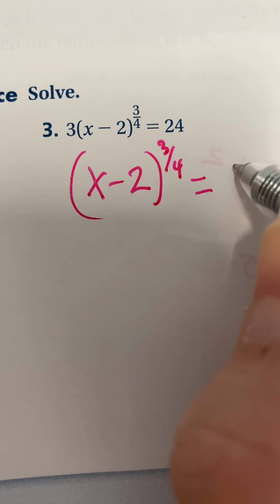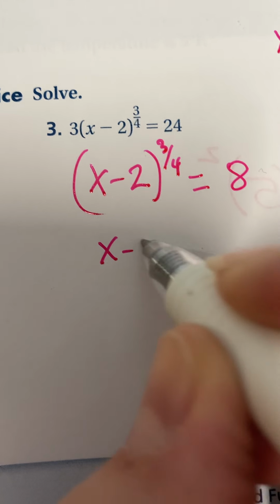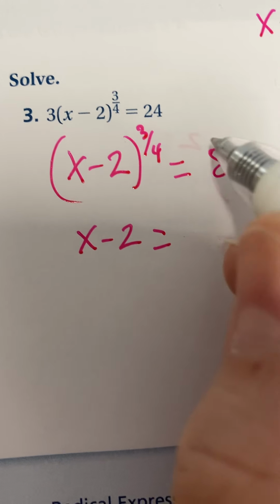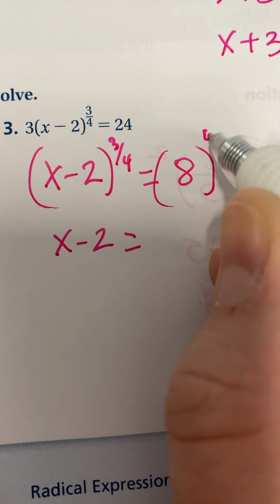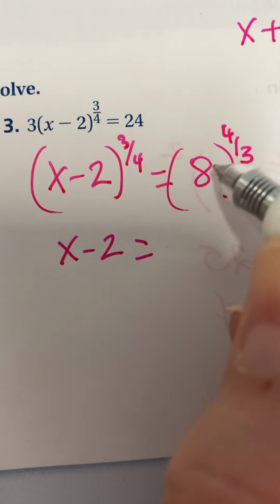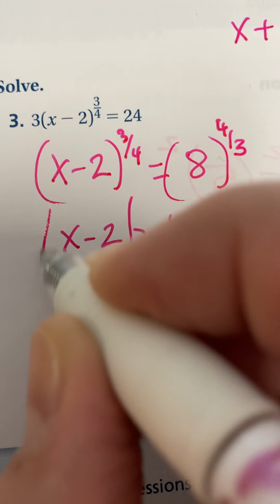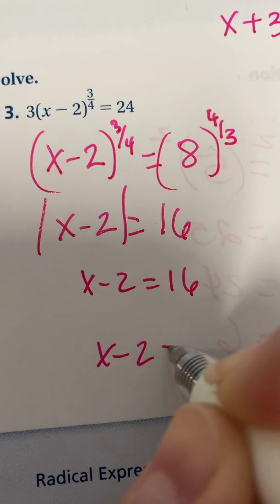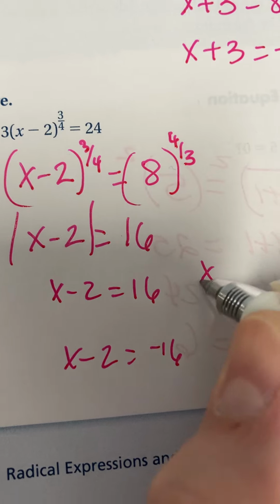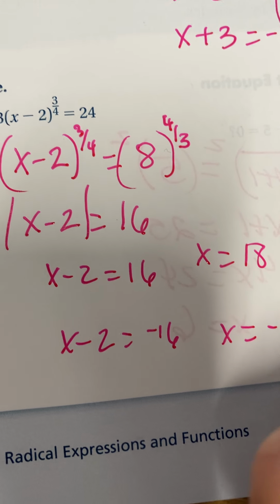Okay, you get 8. Now you're going to be multiplying both sides. I'm just going to write this one because I know that it will cancel. But you're going to be multiplying this side by the reciprocal, which is 4/3. So the cube root of 8 is 2, and 2 to the 4th is 16. All right, so x minus 2 could equal 16, or x minus 2 could equal a negative 16. So you get x to equal 18, or x could equal negative 14.